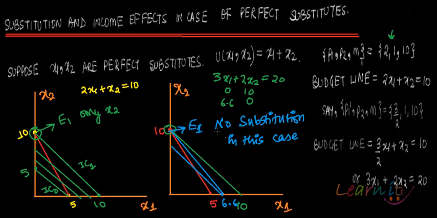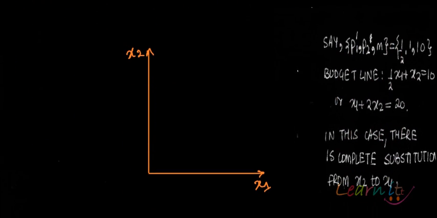There has been no substitution. You were consuming x2, you are still consuming all of x2. You could also see from here that the price of x2 is lower than the price of x1. So you will still consume x2. There is no substitution which has happened. Clear?